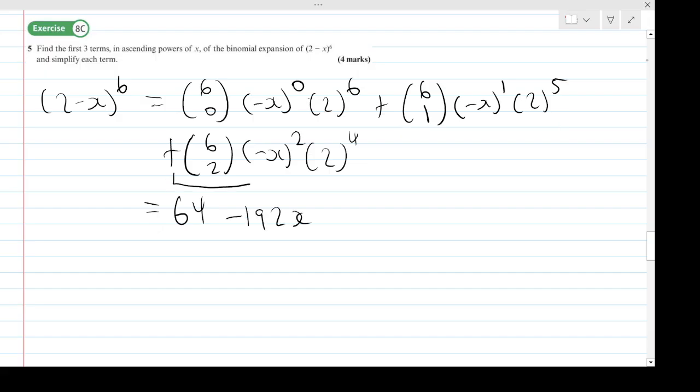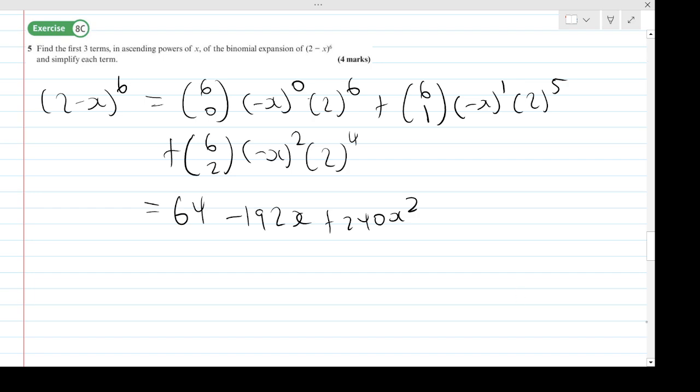And then this term, well, 6 choose 2 is 15, times minus x all squared, well that's minus 1 squared, which is 1. So then 15 times 2 to the 4 is 240, so then plus 240x squared, and there we are. Cool.